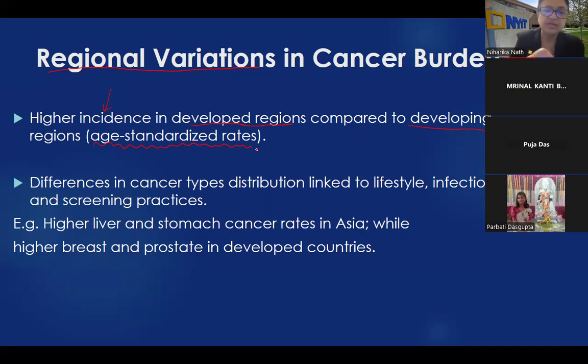I just want you to understand that age standardized means counting all the young, those who got it early, those who got it late, those who were diagnosed early versus those who were diagnosed late. A lot of that has to be considered, and that's the science of epidemiology. So there is a higher incidence in these developed countries. What is it linked to? It can be linked to lifestyle, what you eat, what you breathe. Then infections, did you get any viral infections? And are you checking often and screening? So, for example, in developed countries you have more prostate cancer and breast cancer.